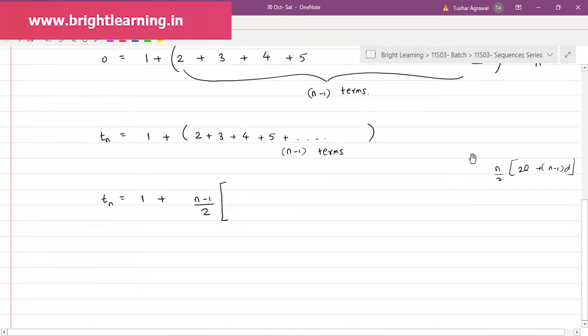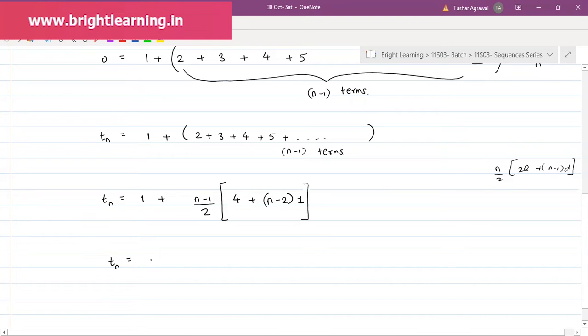Number of terms upon 2. Number of terms is n minus 1. Number of terms upon 2, 2 times a. 2 times a is 4, plus number of terms minus 1. Number of terms minus 1 is n minus 2, means n minus 1 minus 1, into d. What is the common difference? The common difference is 1 only. Is this clear?